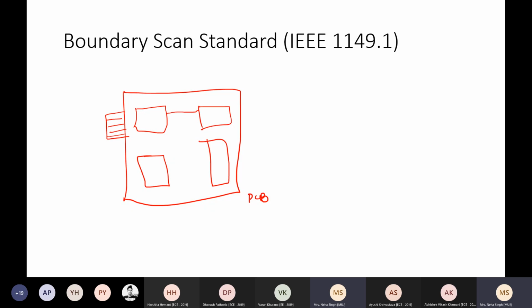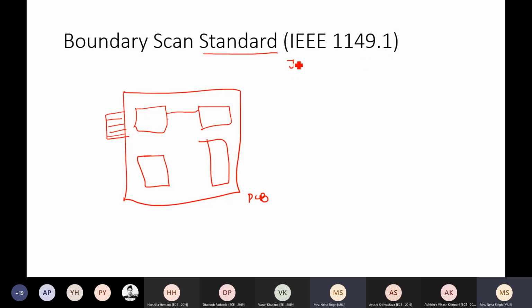But once it has been used on the board, I should again be able to test whether there is any problem after placing it on the board. So for that, the boundary scan standard was developed in the 1990s and it is now referred to as IEEE 1149.1 was the first standard version. Now we have 1149.4.